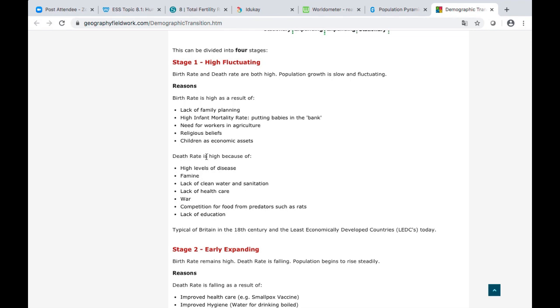Death rate is high because a lot of people are dying. Why? High levels of disease, famine, violence against females, lack of clean water and sanitation, lack of healthcare.